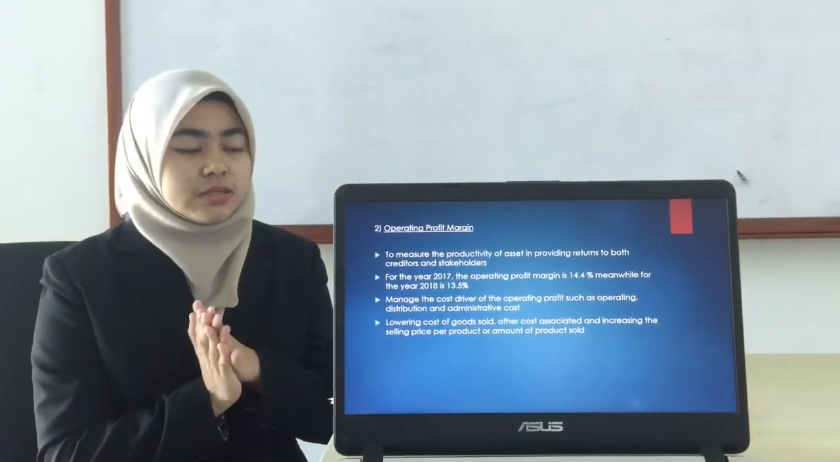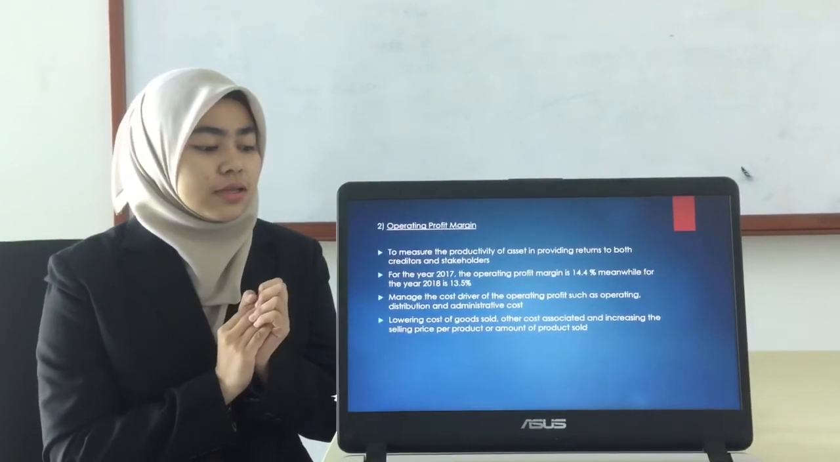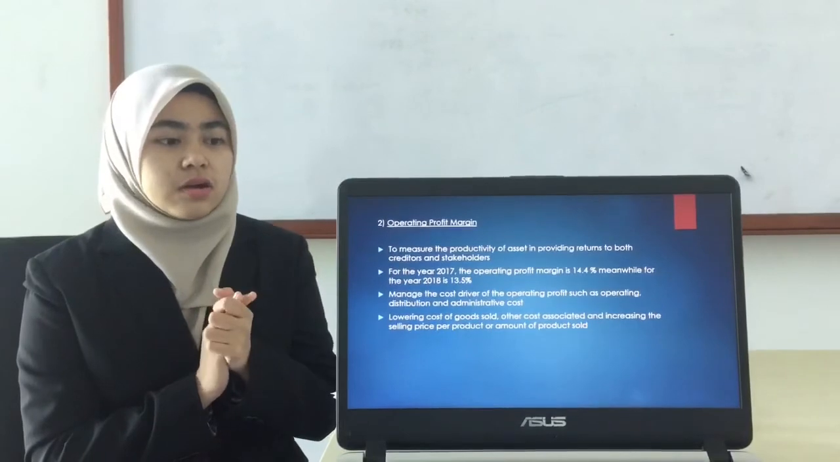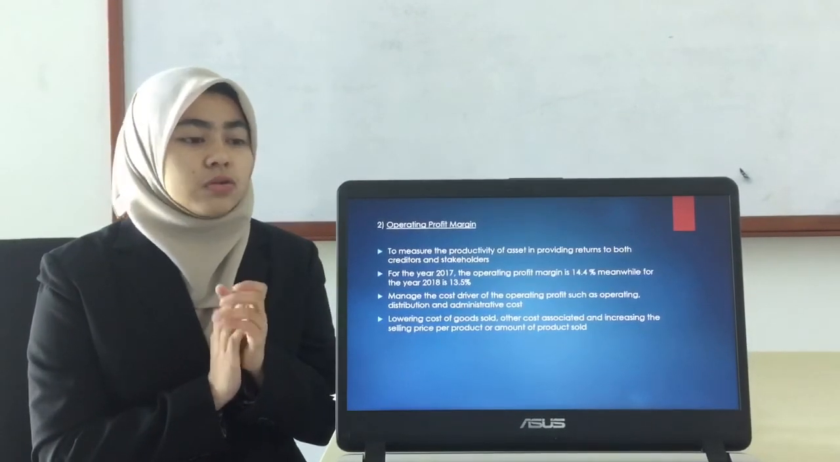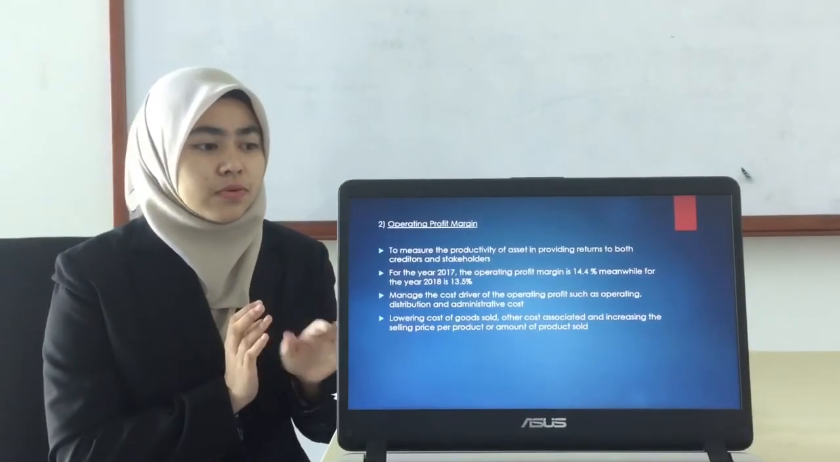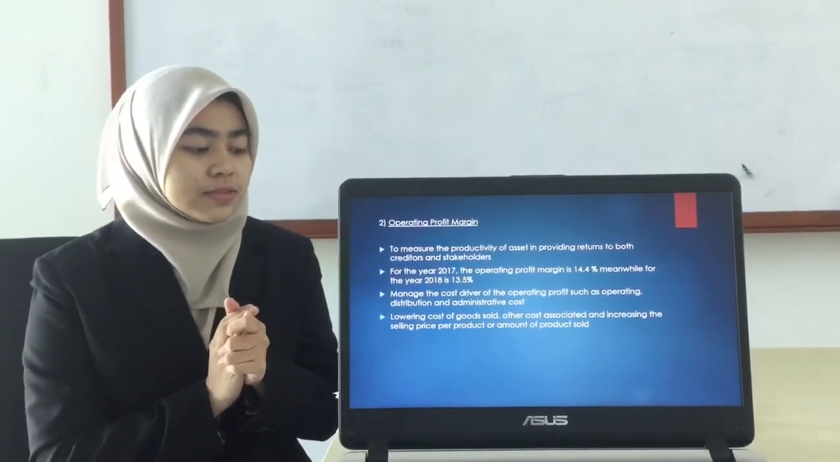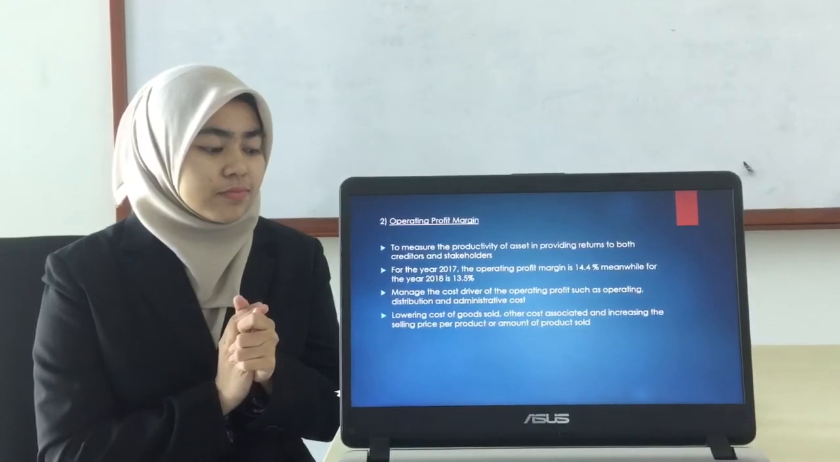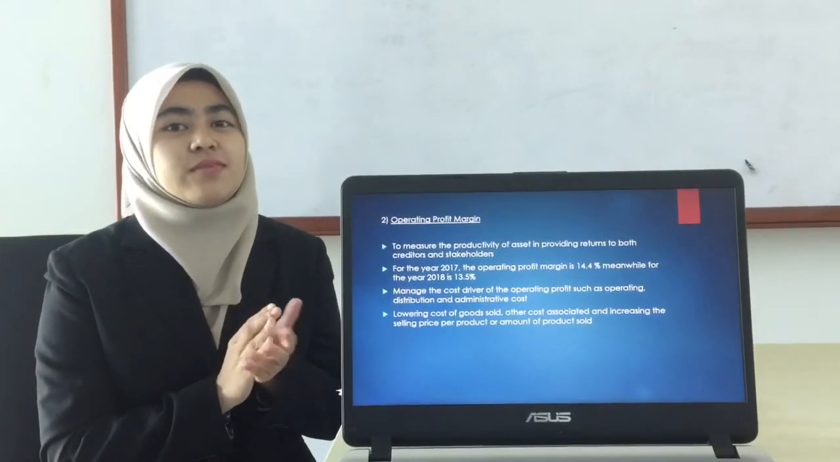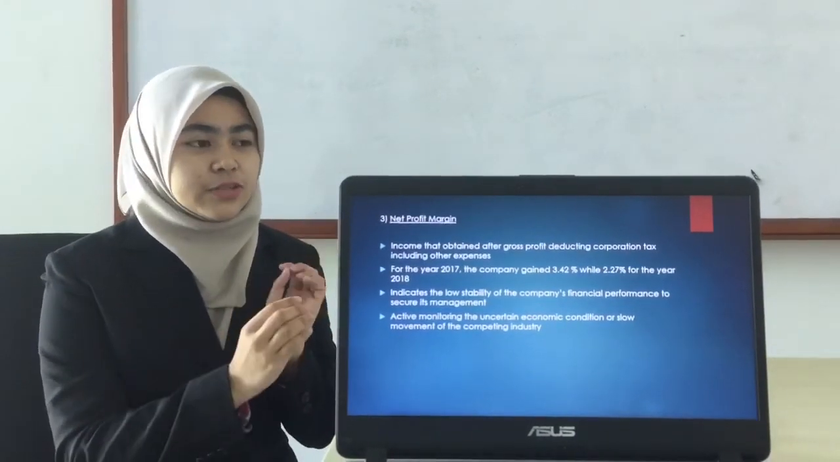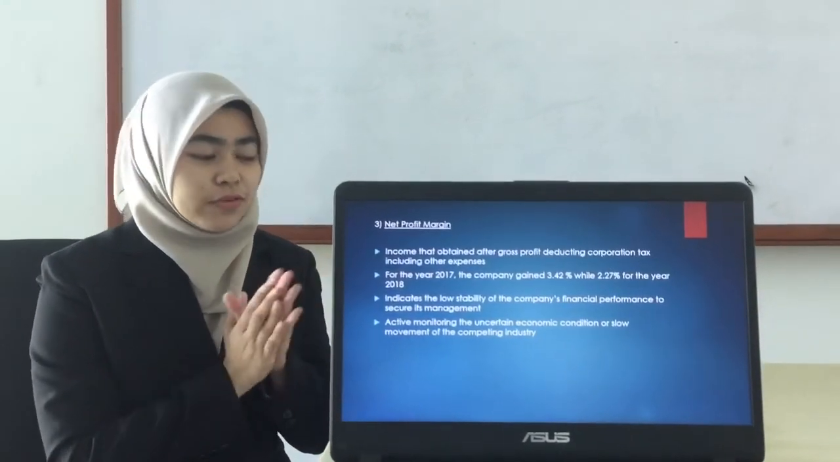For the recommendation, the company needs to lower its cost of goods sold and also the other associated costs, and also increase the selling price per product or the amount of products sold within a specified time to increase the operating profit margin. The third ratio in this category is net profit margin.